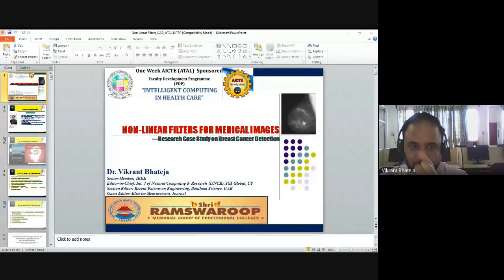So the topic that I have chosen is non-linear filters for medical images. And we'll be talking about filter designing in this particular domain for medical images. And in true respect, we'll be discussing this entire thing in the purview of a research case study, which is very specific to breast cancer detection and diagnosis. So every theory, every concept that we'll be taking in will surely be in concurrence with some published results which have been done in this particular domain.